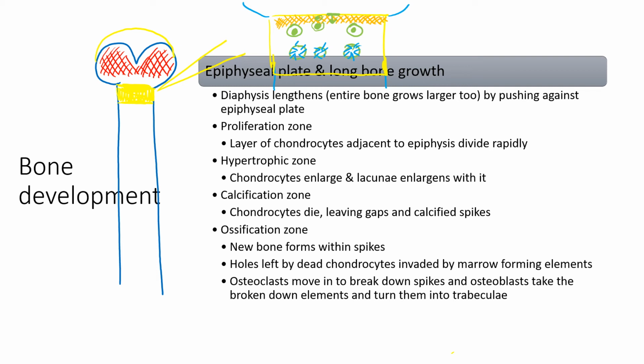And then finally, the ossification zone, which is less distal, more proximal in the bone, further away from the end. New bone forms within the spikes, so you have some sort of organization. So there are those lacunae. Those spikes become more bony.